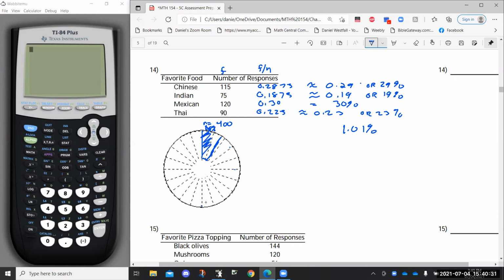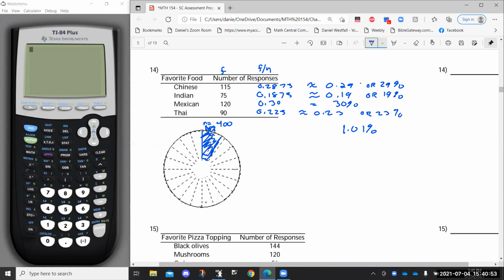I know this is rough. This is called a donut graph. If you don't have the circle in the middle, you can do those on Excel as well. 19, we're going to have, add that, that's going to be 30, 48.